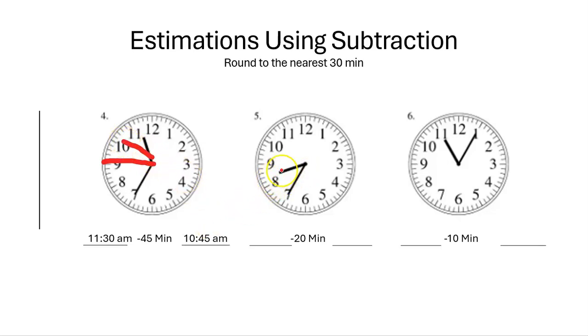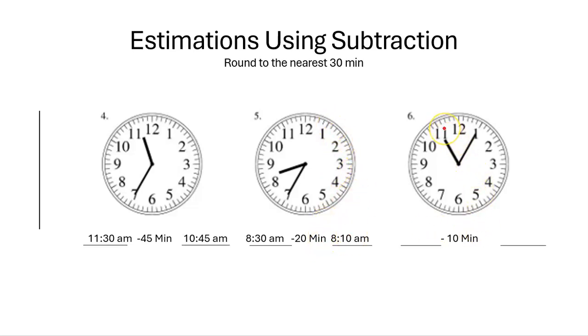The next one, we're looking at 8:35, and if we round to the nearest 30, we're rounding down again, which will put us with an 8:30 start time. 20 minutes from there, we're looking at 8:10 a.m. So we just bounce the line back. We can count by fives, we can count by tens, however you want to get there.